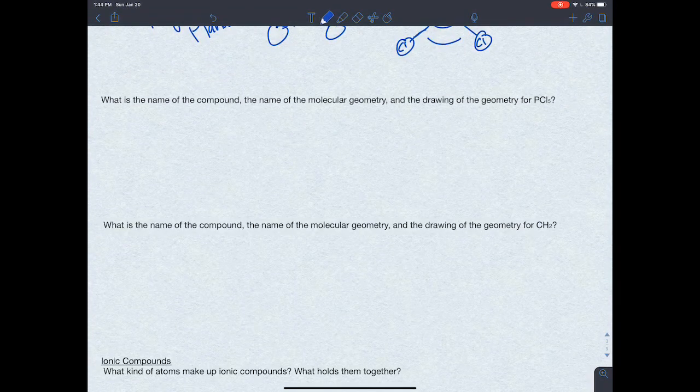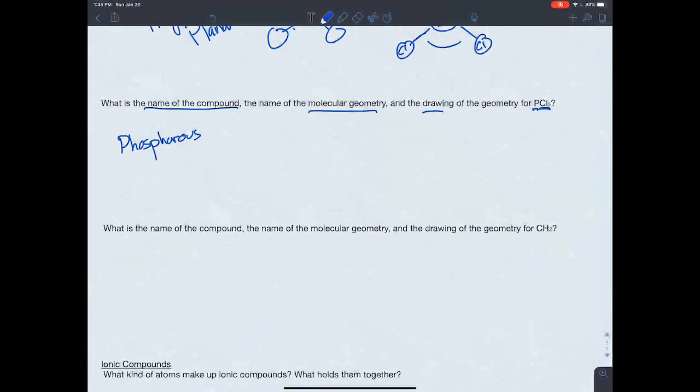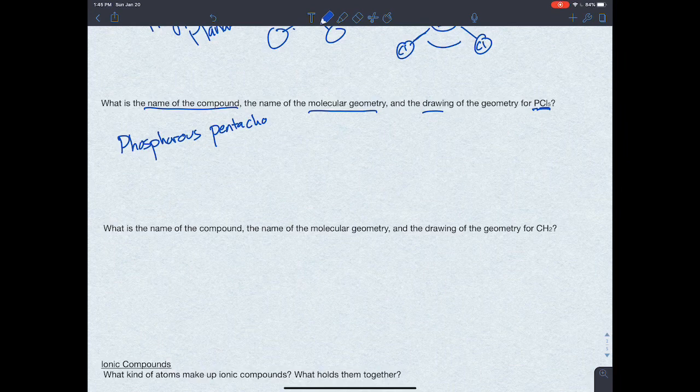All right, so again, we need the name of the compound, we need the geometry, and we need a drawing. Now we're working with PCl5. So let's start with the name. We know that the first atom is phosphorus. Now we have chlorine again, just like up here. Now we have 5 of them. So it's going to be phosphorus, penta, that's 5, chloride. Phosphorus pentachloride.